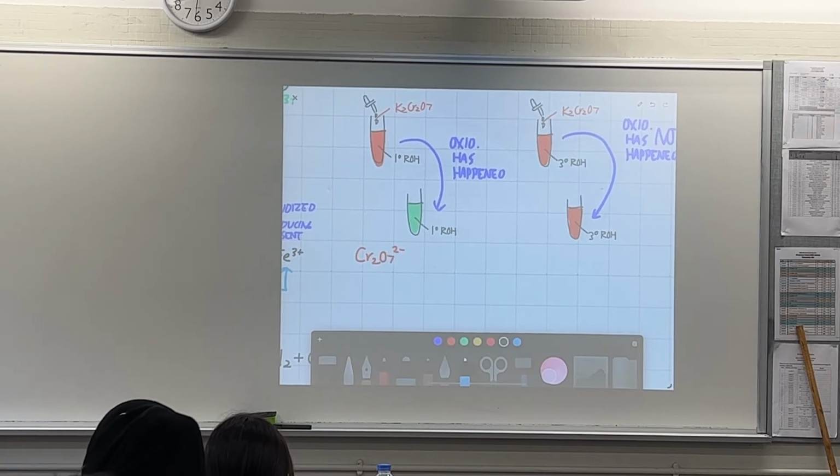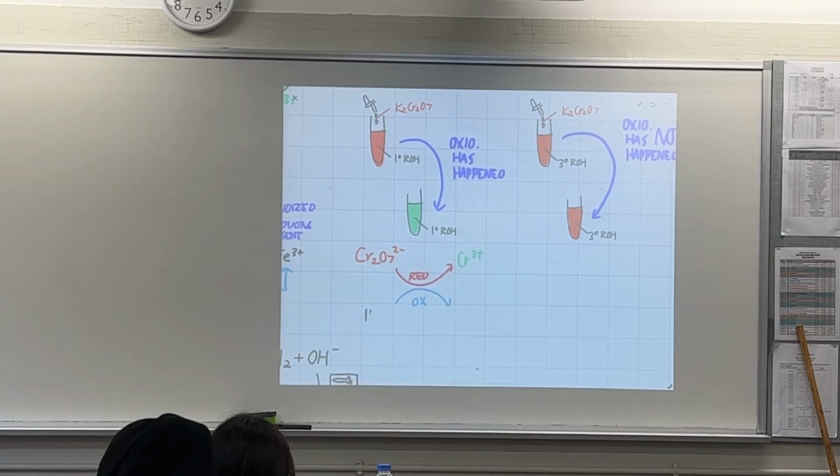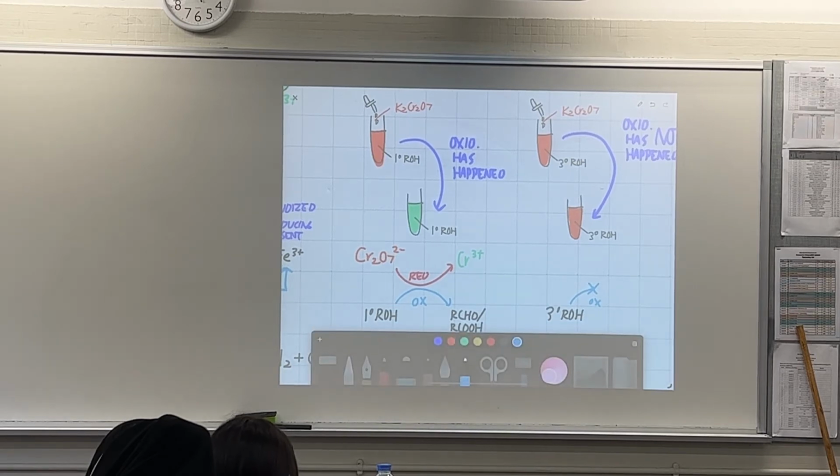Cl2O7 2-, for it to become reduced to Cl3+, a concurrent oxidation reaction must happen. For example, primary alcohol into RCHO or RCOOH. What about on the right? A tertiary alcohol cannot be oxidized. It simply cannot go forward. There's no oxidation. If it cannot go forward, there will also be no reduction reaction taking place for Cl2O7 2-. The reaction is stuck here.